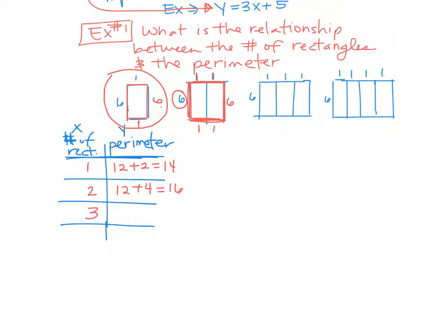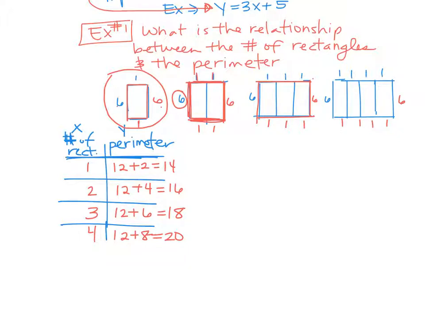What if we have 3 rectangles? What's the perimeter? 18. This is 6, this is 1, 1, and 1, so 12, 13, 14, 15, 16, 17, 18. So we have the 12 plus the 6 ones is 18. And then for 4 rectangles, it's 12 plus 8. So that would be 20.